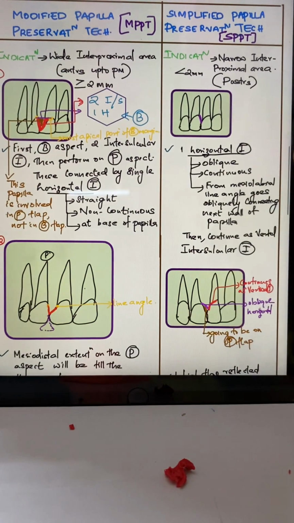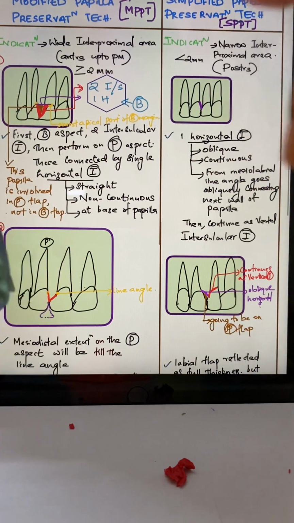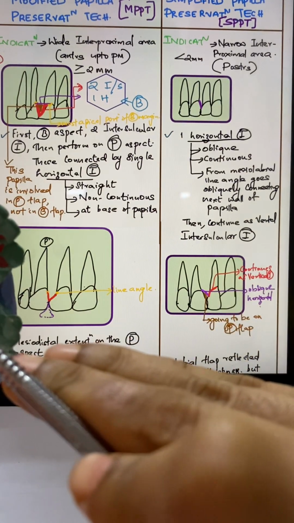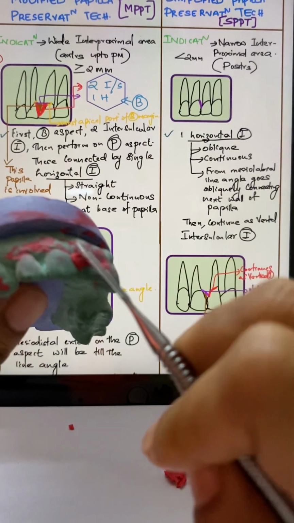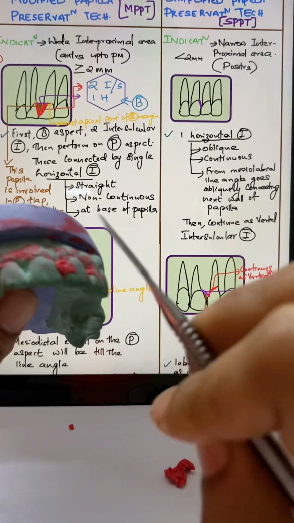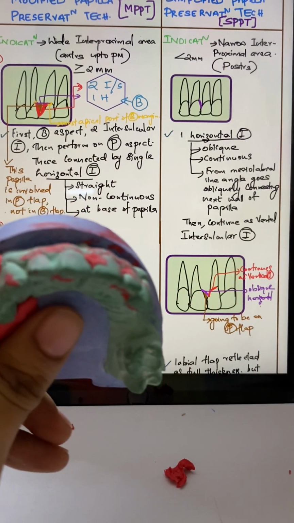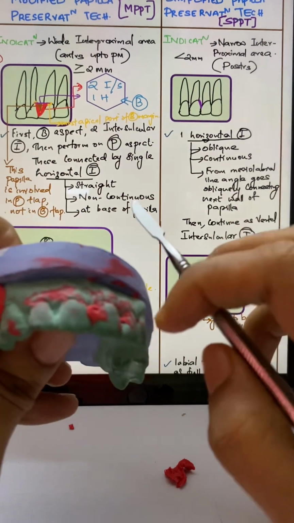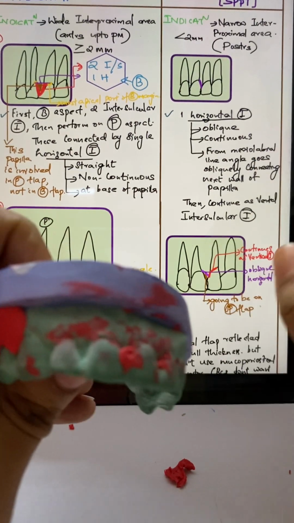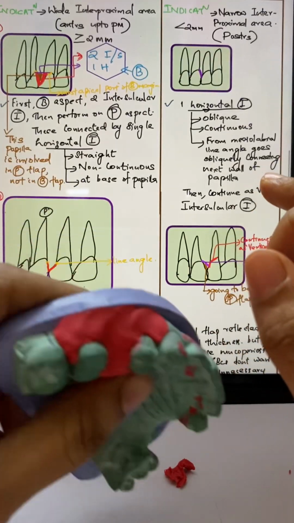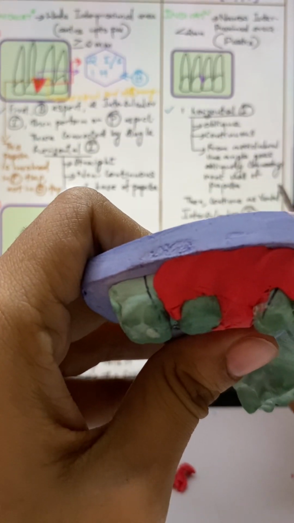The modified papilla preservation technique is used in the wide interproximal area, anteriors up to premolar. Here in this cast I am showing the posterior area, but actually this has to be done in the wide interproximal area, above or equal to 2 mm. Whereas the simplified papilla preservation technique is done in the narrow interproximal area, especially in the posteriors, so maybe less than 2 mm. So we'll see how the incision goes in the MPPT, that is the modified papilla preservation technique.